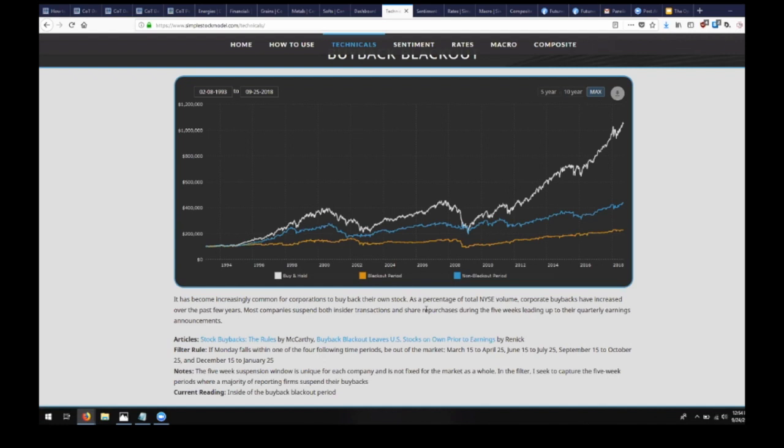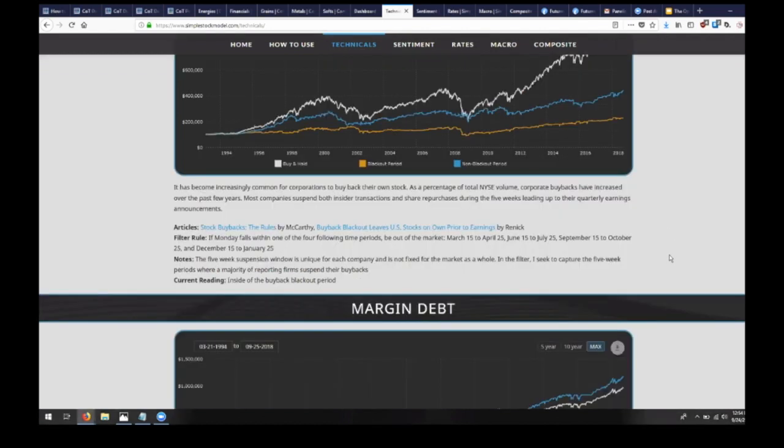And so the blue line and the white line are long the exact same amounts of time, roughly half the year each. But the blue line, the period of time of being long when buybacks are active, has significantly outperformed the other period. And so I think that's quite relevant this year as buybacks have been massive.